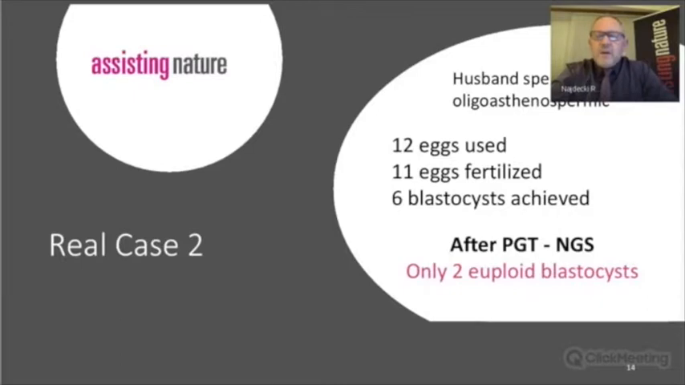The husband's sperm was severely oligoasthenospermic. We collected 13 eggs and 12 eggs were used for fertilization. 11 eggs fertilized, and 6 blastocysts were achieved. But after preimplantation genetic testing with NGS, next generation sequencing, only 2 blastocysts were euploid.